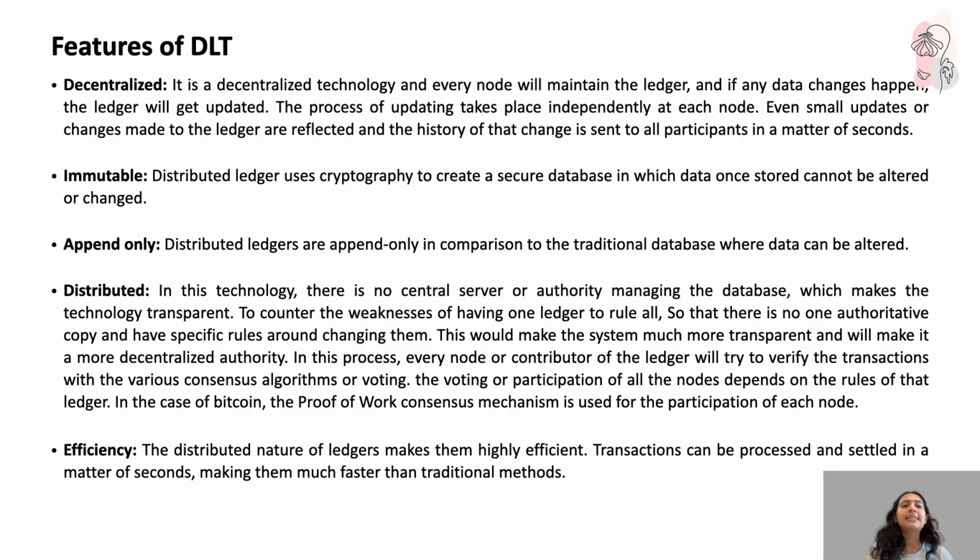Then immutable. Secondly, DLT is immutable. Once there is data in the ledger, you cannot delete it. You cannot change it. You cannot tamper with it. And that is what is ensured by cryptography. This brings us to the third feature, append only. New data can only be added, not edited, not deleted. Distributed, it's completely distributed across all the nodes, not stored on any central server, not managed by any central authority, right? And finally, efficiency. Because it's distributed and consensus driven, transactions can be processed and settled within seconds, much faster and more efficient than traditional financial systems.